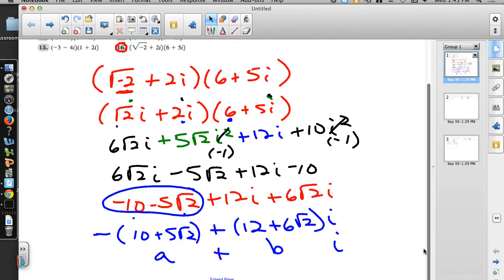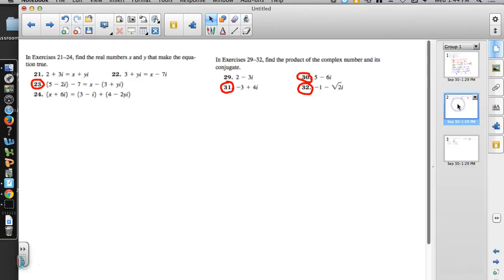Just kind of a lot to keep track of as you go through that problem. And that's probably what happened to most people, is you just lost track of something. In most cases, probably an i.